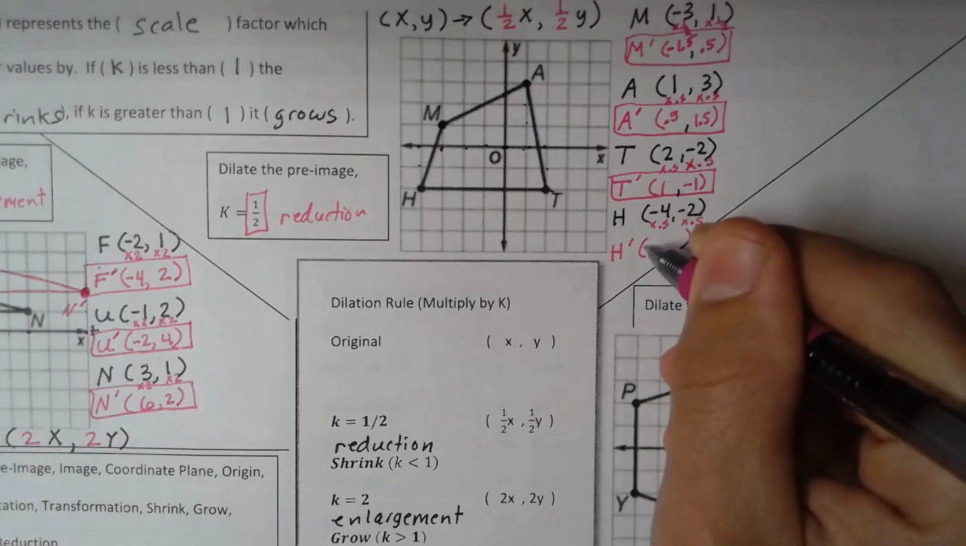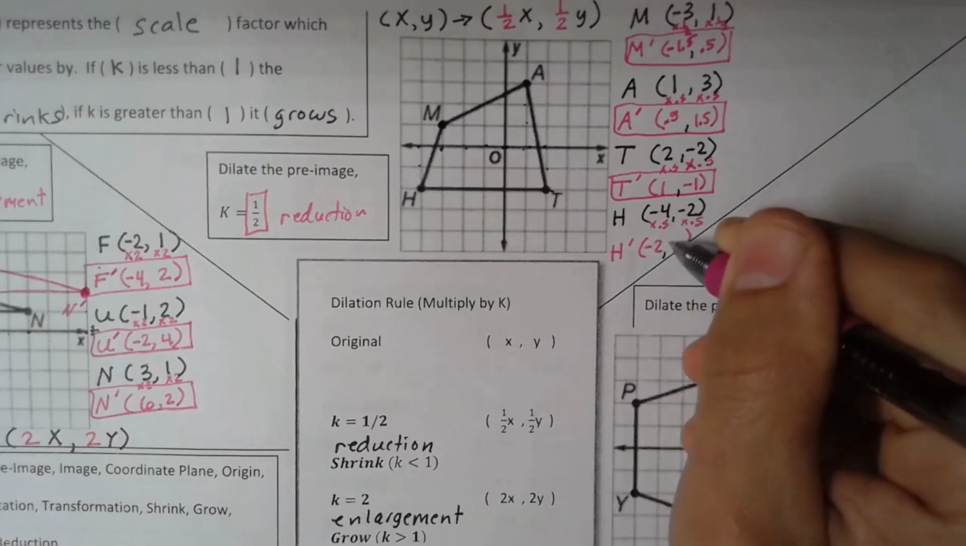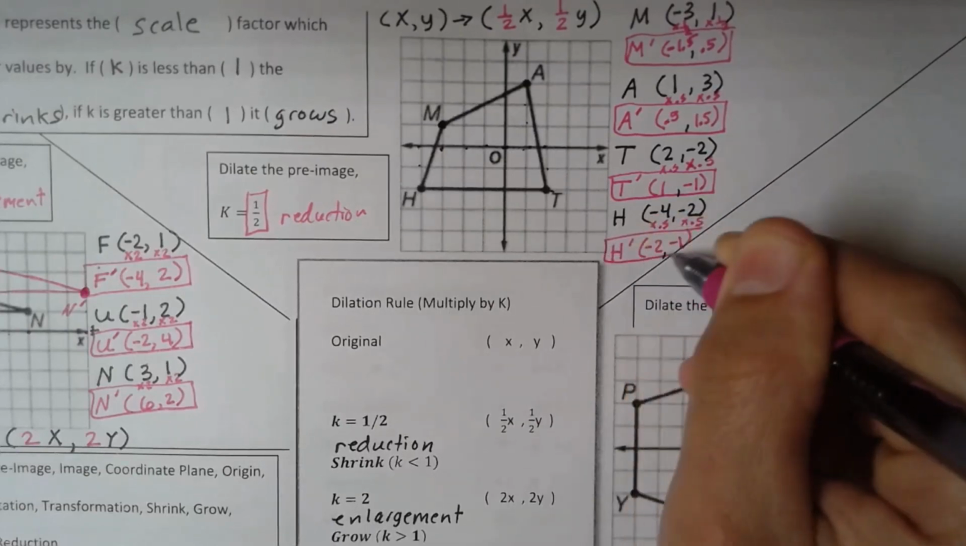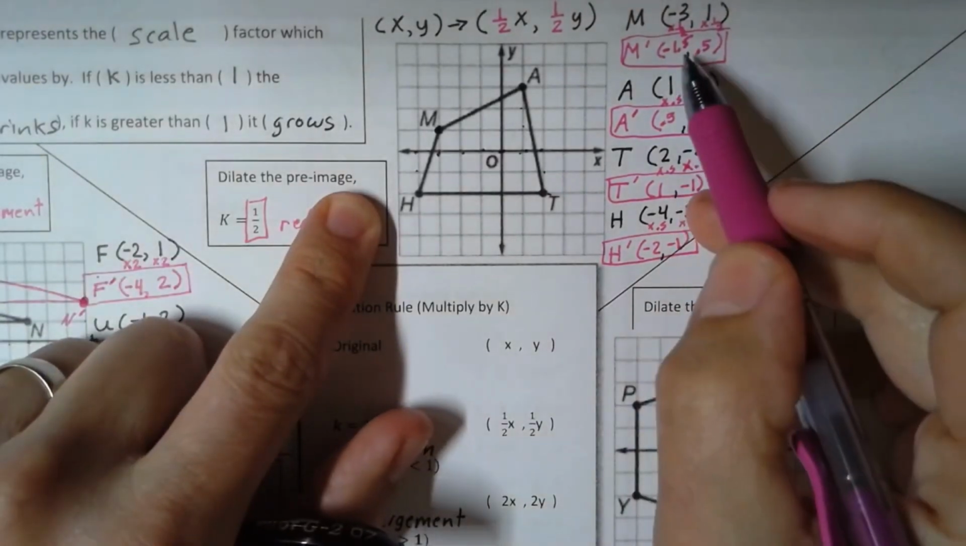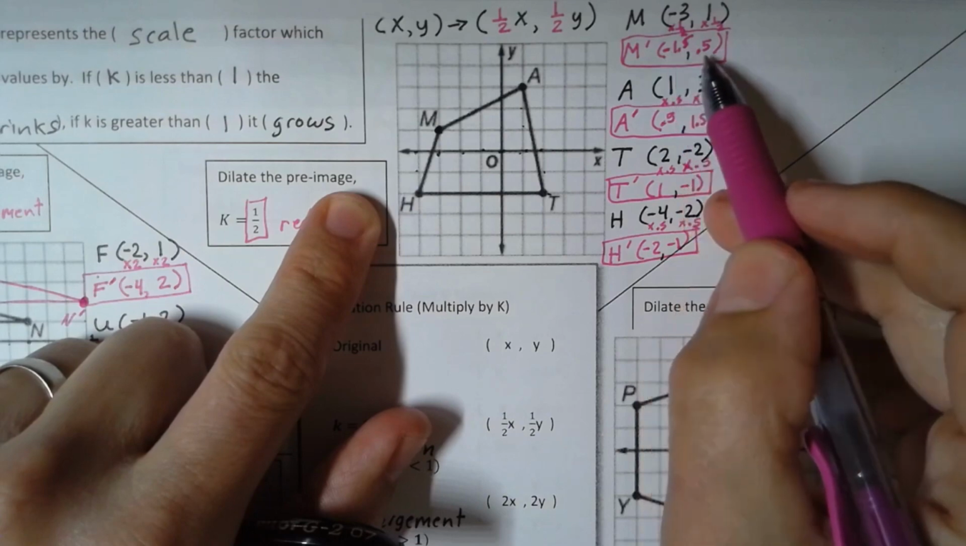Negative 4 times a half gave me negative 2. Negative 2 times a half gave me a negative 1. And that was H prime. Alright, so we have all of our numbers, right? So let's go ahead and plot them now. So M prime is at negative 1.5, comma 0.5.